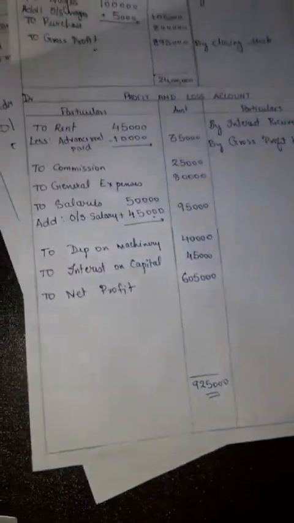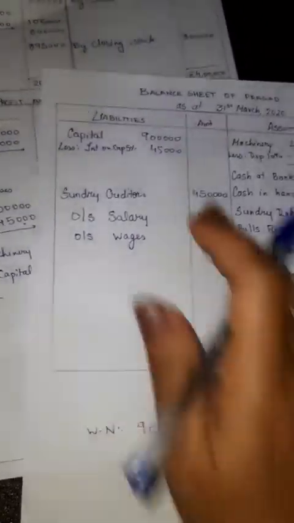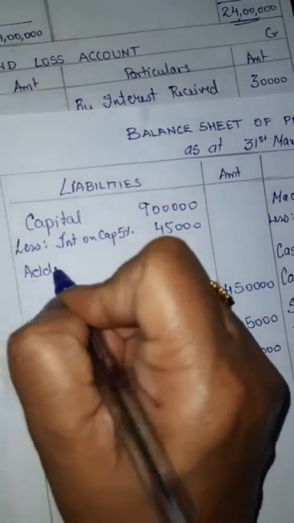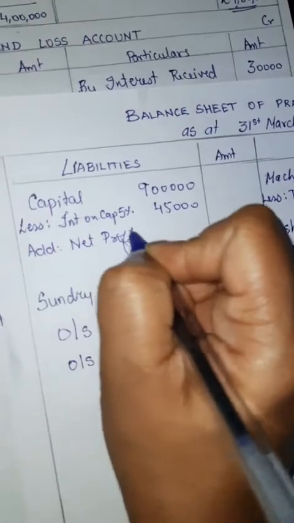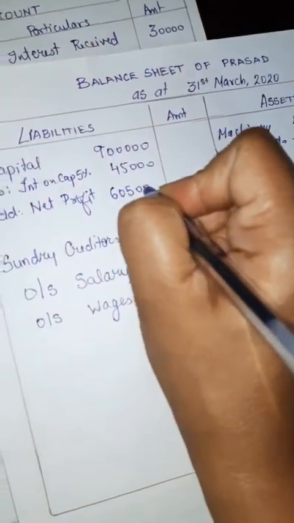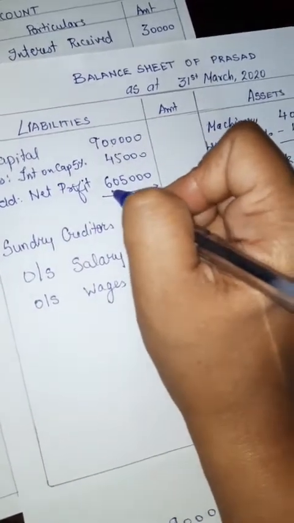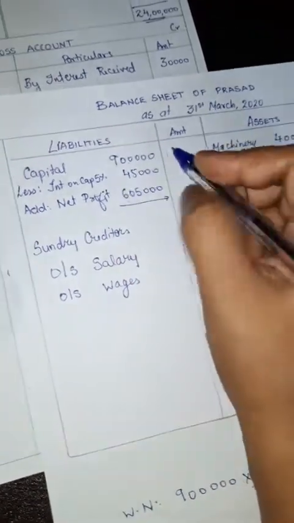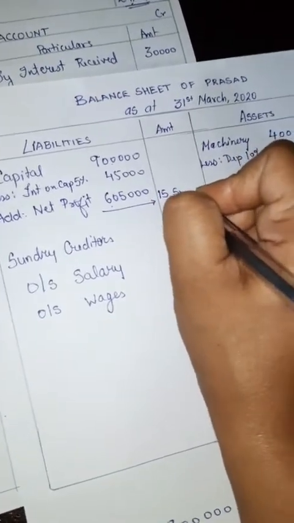Now this net profit which I have calculated, I will show in the capital item. In capital I have to add this amount of net profit. So I will write here, net profit added. What is the amount you got? 6,05,000 is the amount. Add 9 lakh with 6 lakh 5,000 and subtract 45,000 of interest on capital. The amount which you will get in the outer column is 15 lakh 50,000.